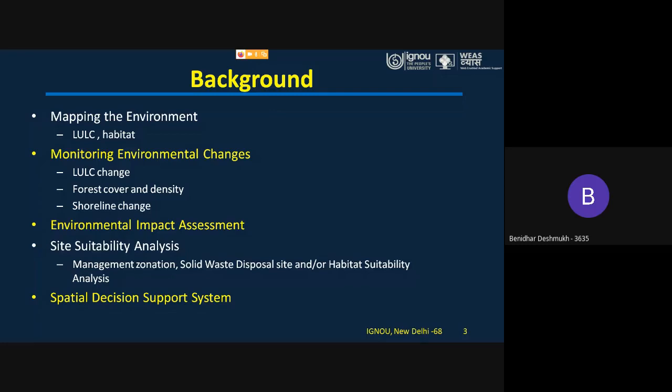Another aspect is environmental impact assessment. I don't have a direct slide on this, but many things in it will be covered. Another important thing is site suitability analysis. This is one major part where the role of GIS comes into the picture. And as you have in your self-learning material, the environmental information system. Those are basically information systems, or if used for management decision-taking purposes, then it is called a spatial decision support system. So I'll have examples of 2-3 case studies. I'll show that.